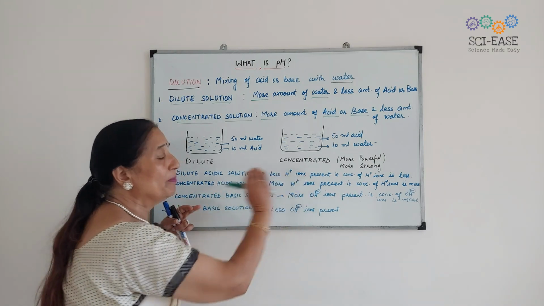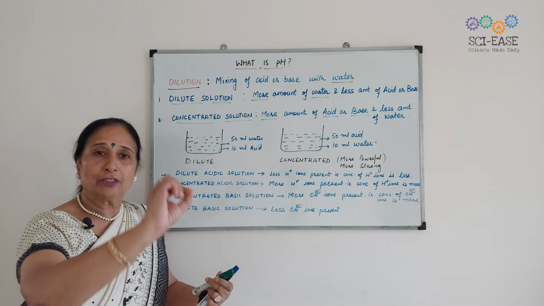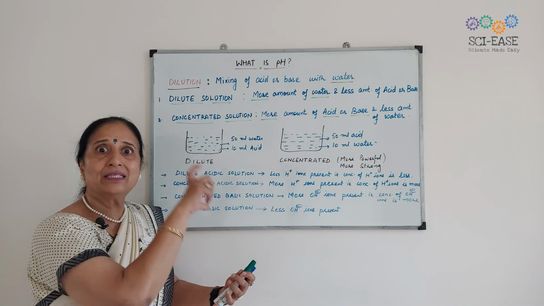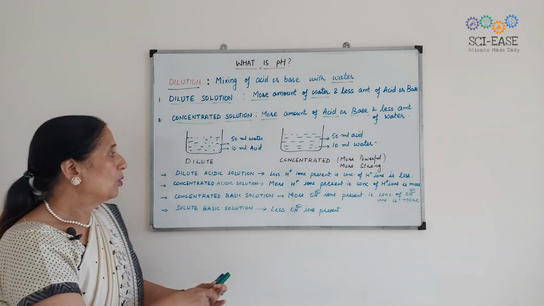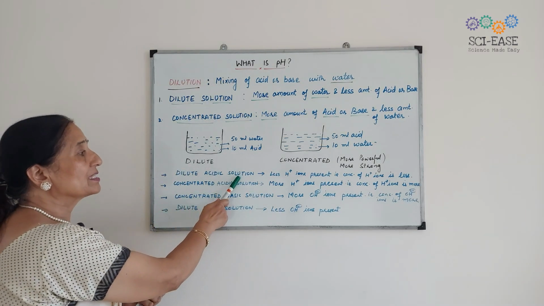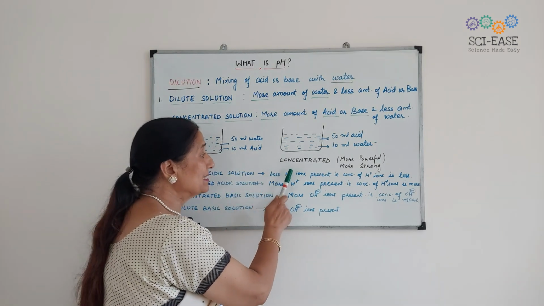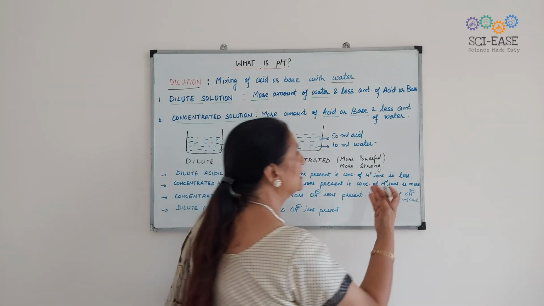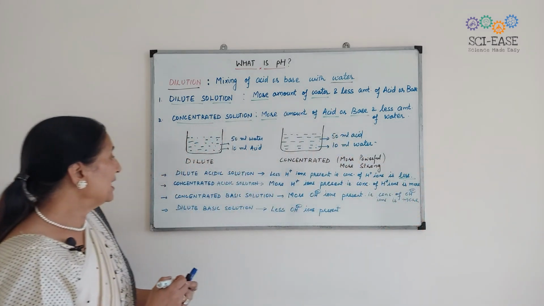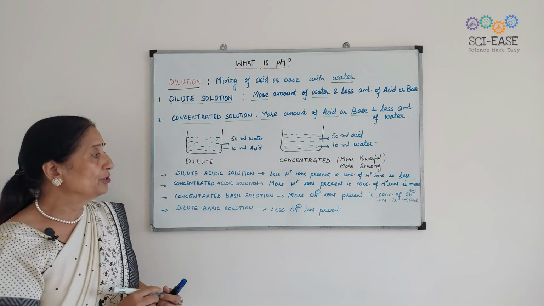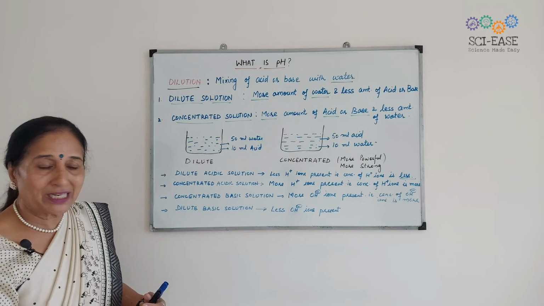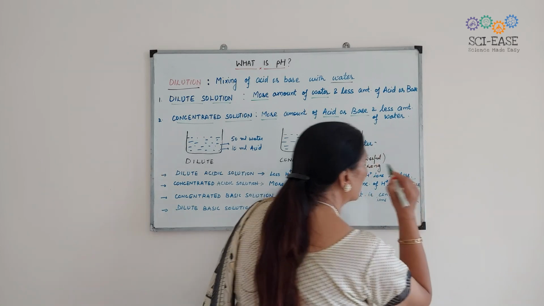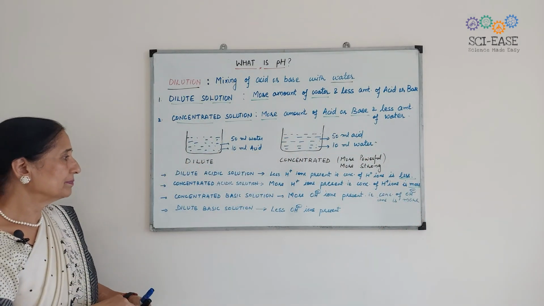These things you are to memorize. Write on your book itself. Whenever you open this chapter, these lines should be written. Okay? So, dilute acidic solution is that solution which has less H positive ions present. That is, the concentration of the H positive ions is less. But in concentrated acidic solution, more H positive ions are present. That is, concentration of the H positive ions is more. Okay?